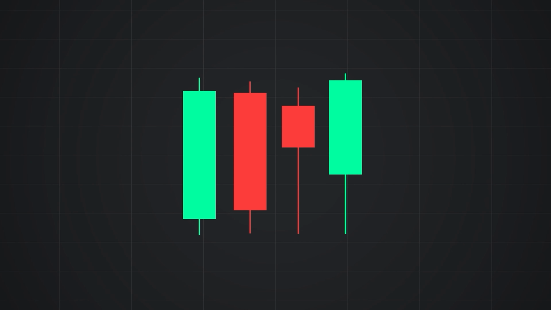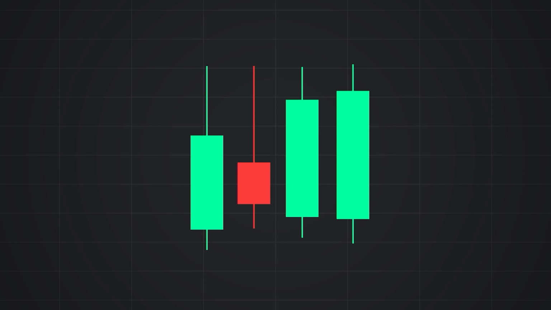Wicks can help you time entries, exits, and stop loss placements. If you see repeated long lower wicks forming at a support level, it might be a good sign that buyers are defending that price, and it could be a potential entry point for a long position. If you see multiple long upper wicks hitting the same resistance level, that might be a signal to take profits or look for short opportunities.